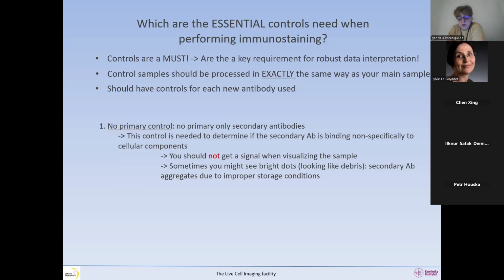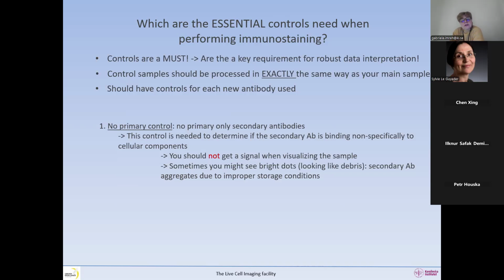So the controls that are required when performing immunostaining are the no primary control, basically no primary, only secondary antibodies. This control is needed to determine if the secondary antibody is binding non-specifically to your cellular components. And you should not get a signal when visualizing your sample. Sometimes you might get some bright dots looking at debris, hopefully both in your sample, but also outside your sample.